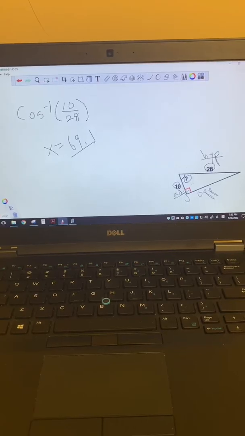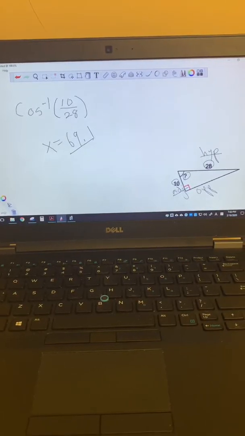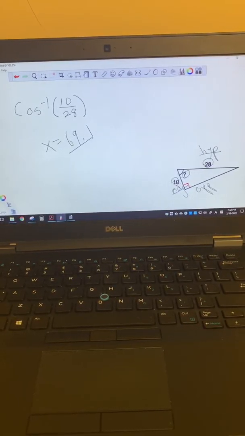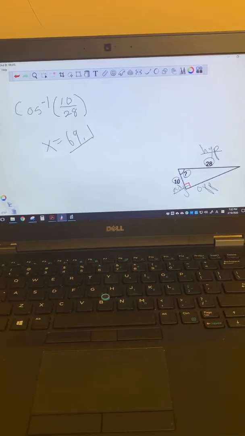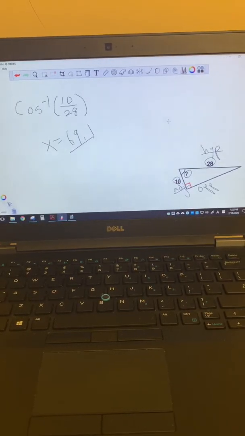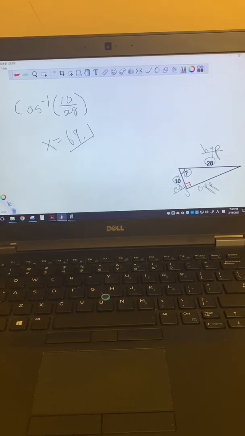So in this lesson, we learned how to find the missing angle using the given information, the given side lengths, and using the functions, the ratios.